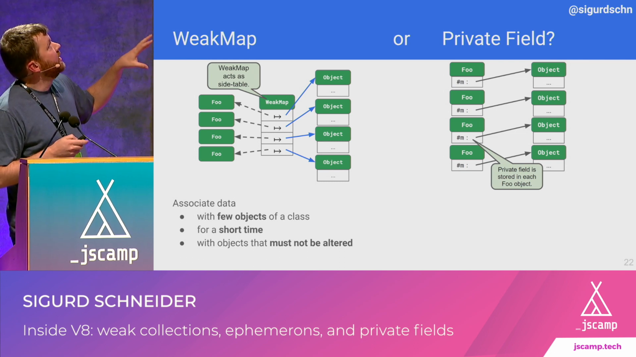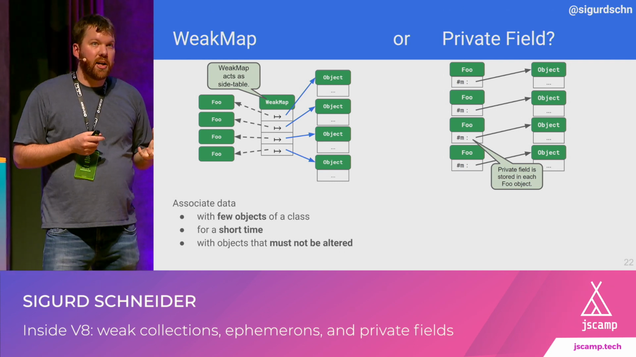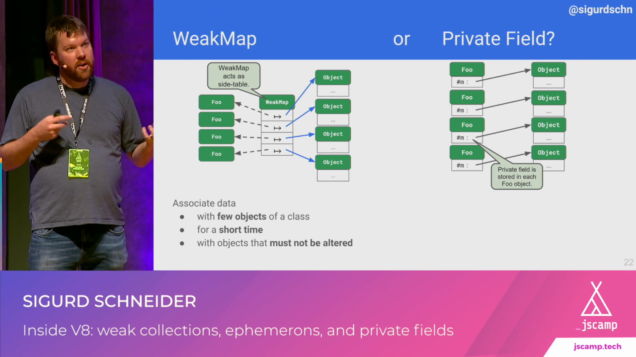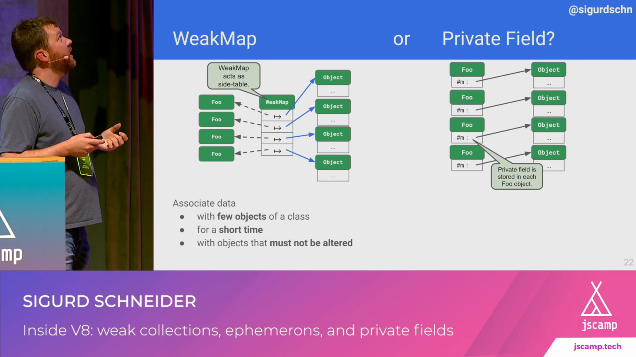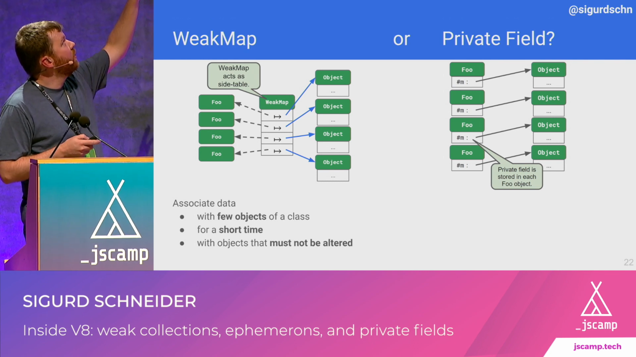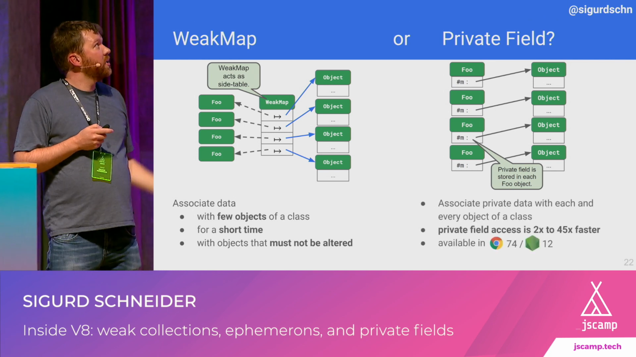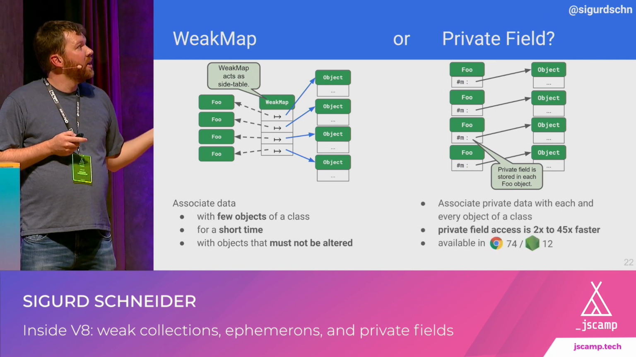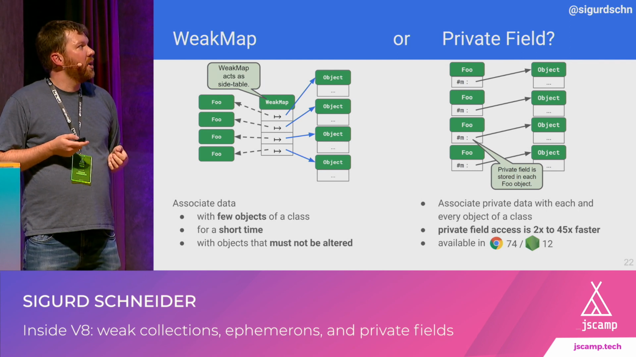Another use case is that you have objects, but you cannot alter them because they are coming from a library. You don't know if you can set the property on them. In such use cases, you can use a weak map because the weak map approach keeps the original foo objects unchanged. On the other hand, once private fields become widely available, they should be the default choice when you want to associate private data.